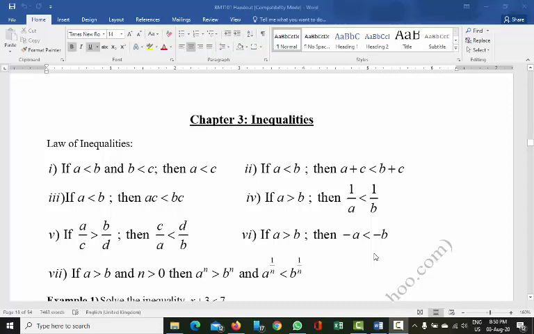Assalamu alaikum students. Today we will study Chapter 3, inequalities. First of all, we need to study some of the rules of inequalities.